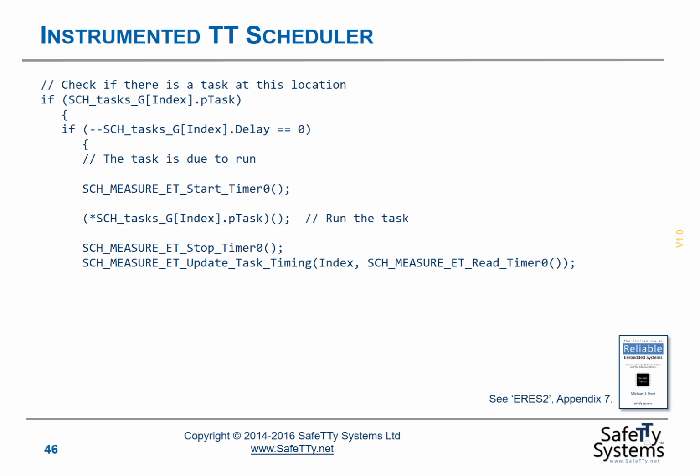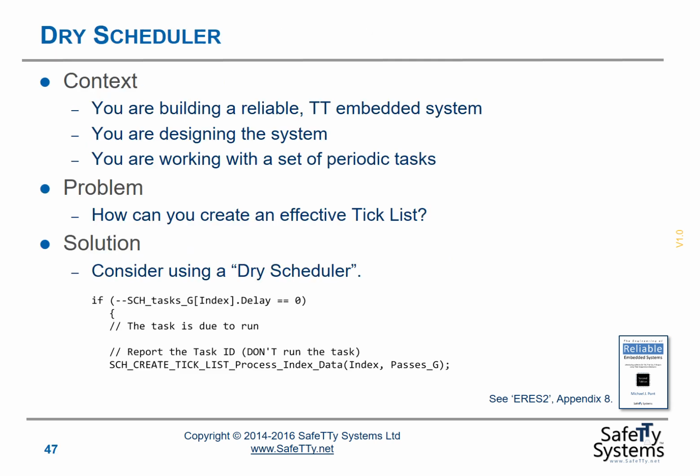So this is detailed in ERS2 Appendix 7, and there's a code fragment here that illustrates how we would carry this out. So we would instrument the scheduler. Every time it runs a task, we might start a timer, run the task, stop the timer, and then store a record of the execution time for that task.